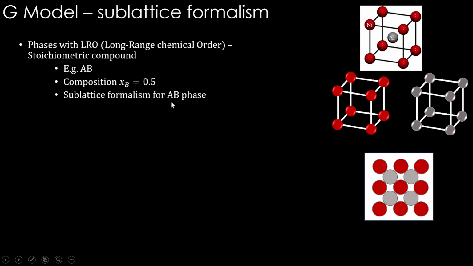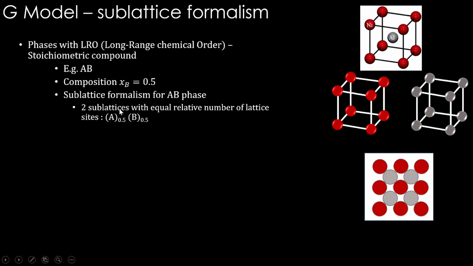And the sublattice formalism for the AB phase is going to be like this. Two sublattices with equal relative number of lattice sites. This subscript here is the relative number of lattice sites, and the things in the bracket, this is one sublattice, this is another sublattice. So A is in one sublattice, B is in one sublattice.